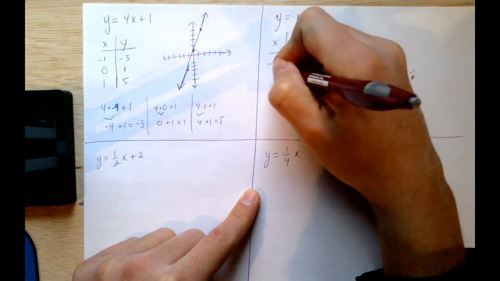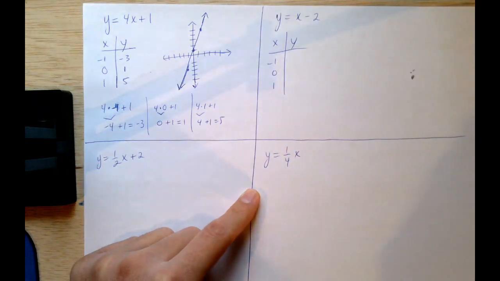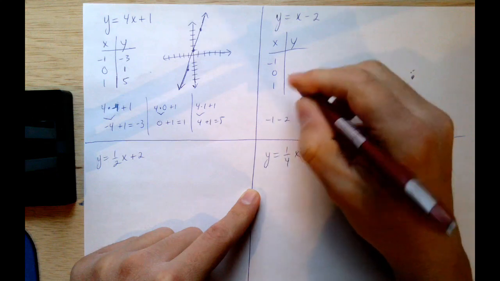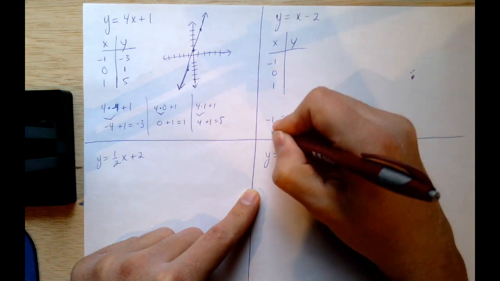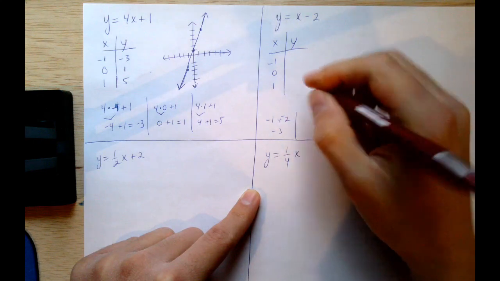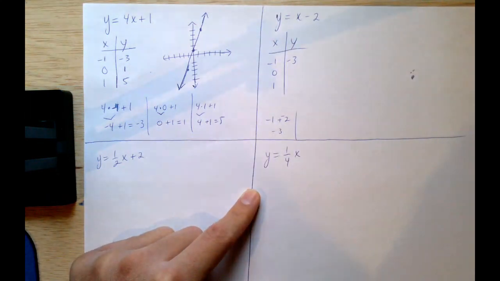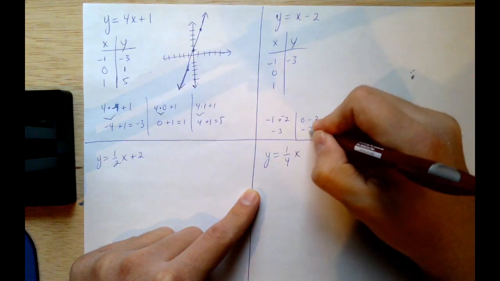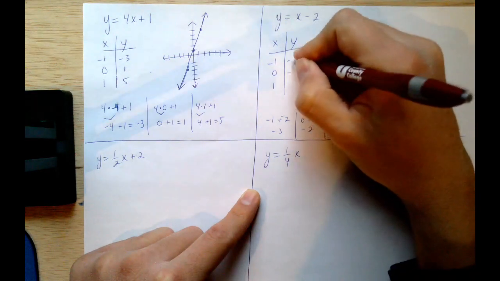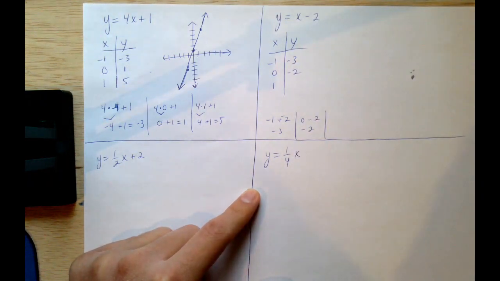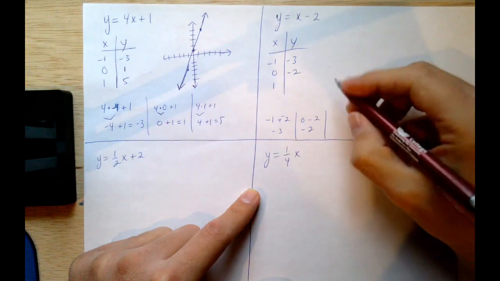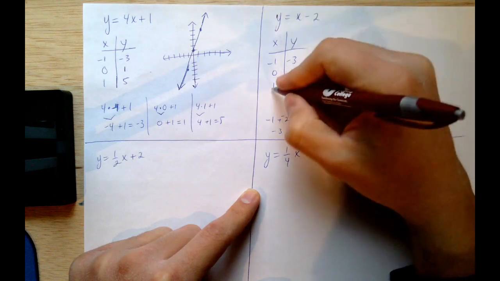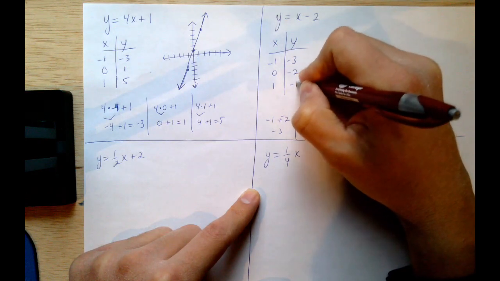Alright, start with -1, 0, and +1 for my x values, plug them in and solve. If x is -1, -1 minus 2, this becomes -3. So whenever x is -1, y is -3. When x is 0, 0 minus 2 is -2. When x is 0, y is -2. Finally, I'm going to plug in 1 for x. 1 minus 2, which is -1. Okay, so whenever x is 1, y is -1.